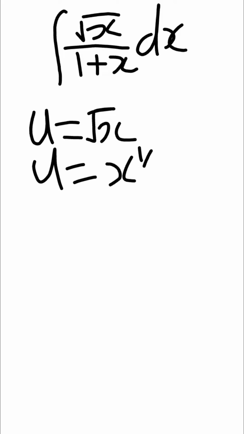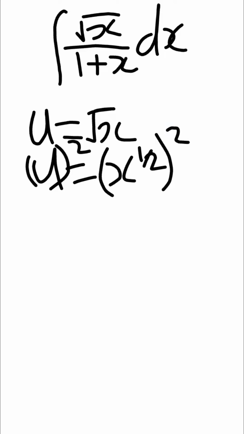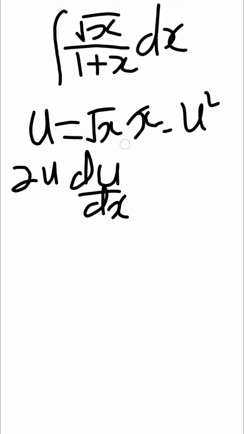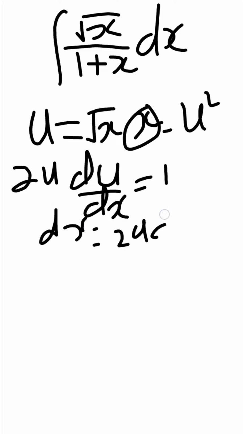Let's square both sides of the equation. We're going to have u squared and x. So the square cancels the square root, we're left with x, and here we're left with u squared. That means x is going to be equal to u squared. Differentiating u with respect to x, we're going to have that 2u du over dx is equal to differentiating x with respect to x, which is going to be equal to 1. But if you cross multiply, we're going to have that dx is going to be equal to 2u du.